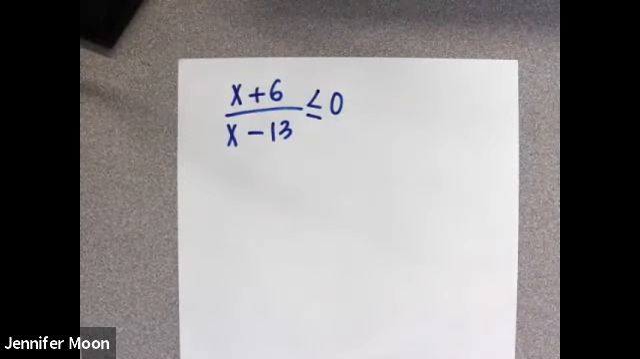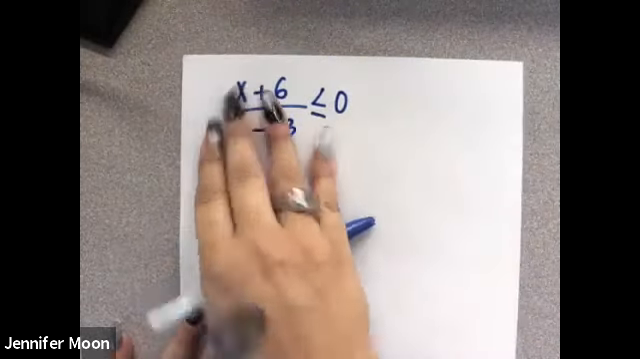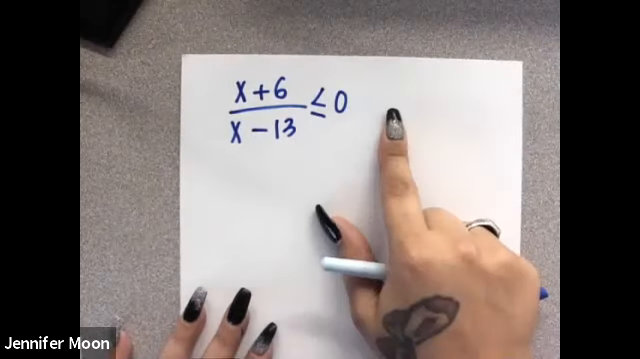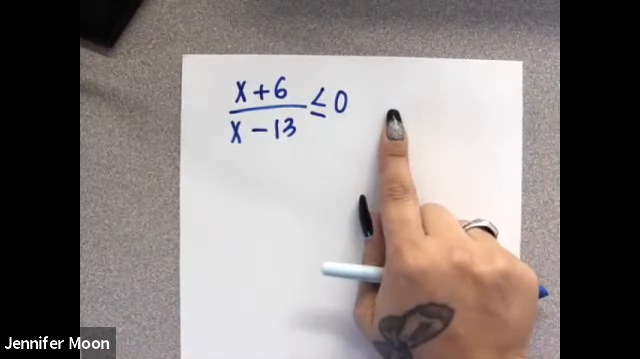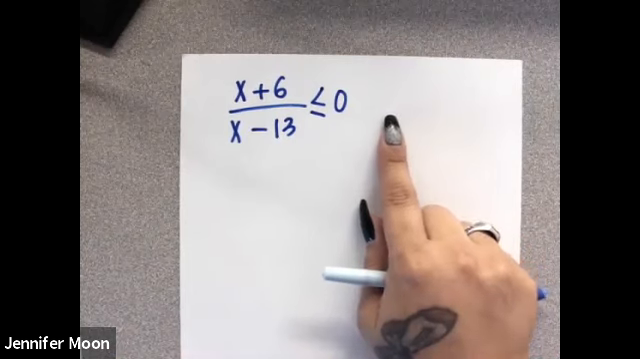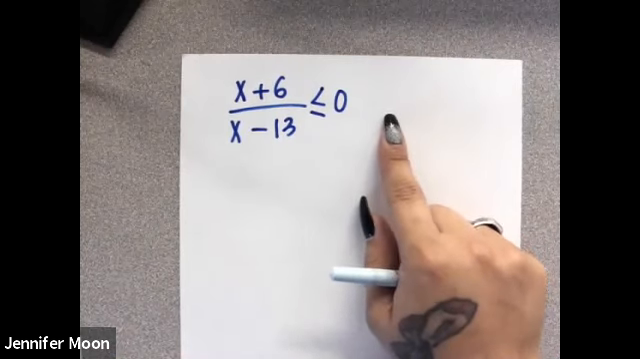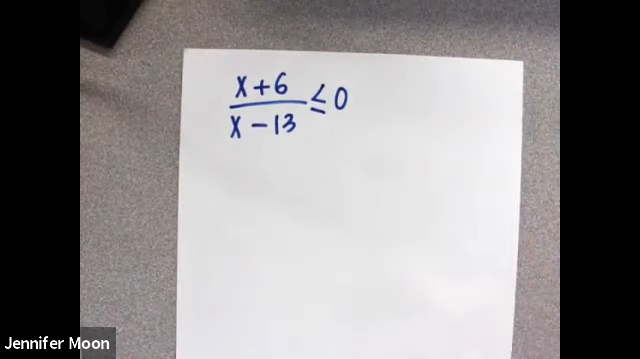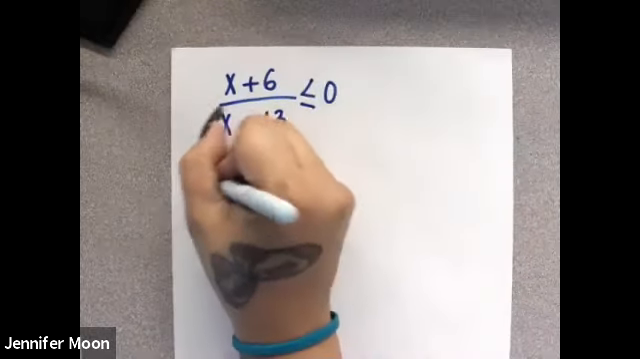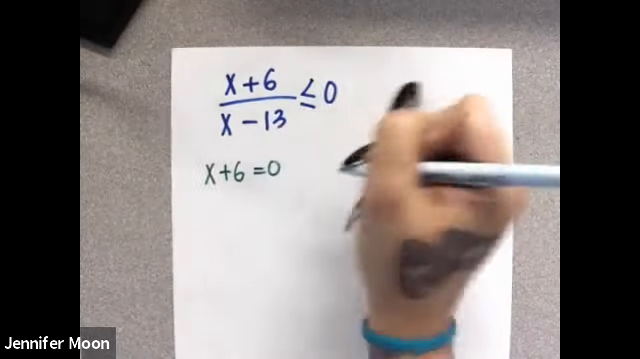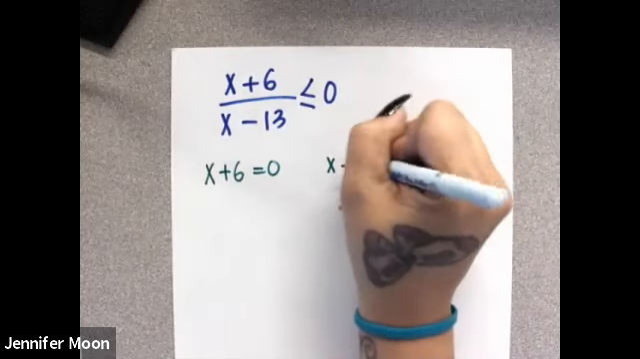As long as you have a function, your inequality symbol and your 0, step 1's already done, right? You don't have to move anything. Step 2 was to actually set your function equal to 0, right? What you do is you set your top equal to 0 and you set the bottom equal to 0.